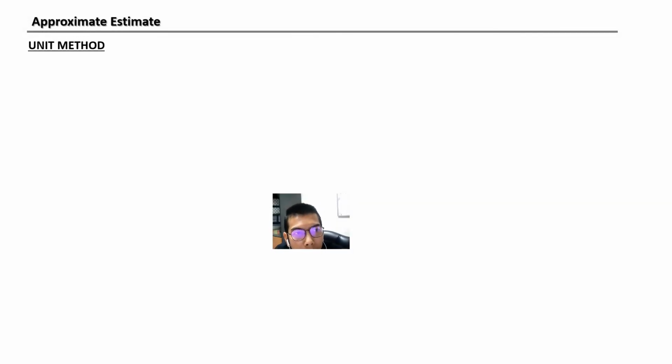Okay, next, as I mentioned earlier, we are going to go into more detail about the first approach, which is the approximate estimate. As a recap, in the previous video, I already mentioned that there are four methods under the approximate estimate. In this video, we are going to go for the first method, which is the unit method.